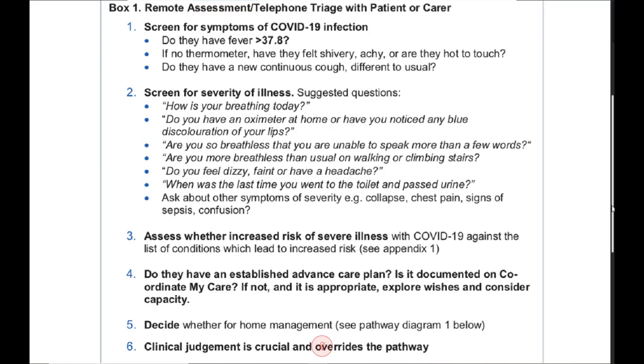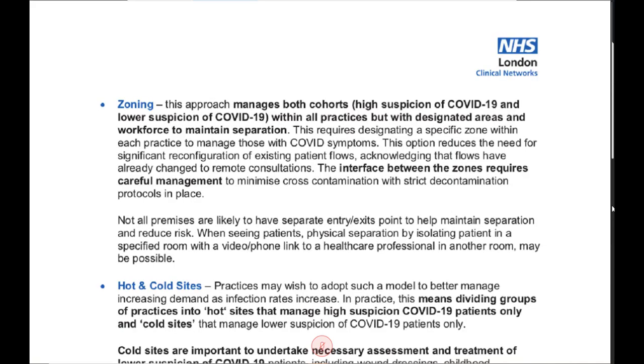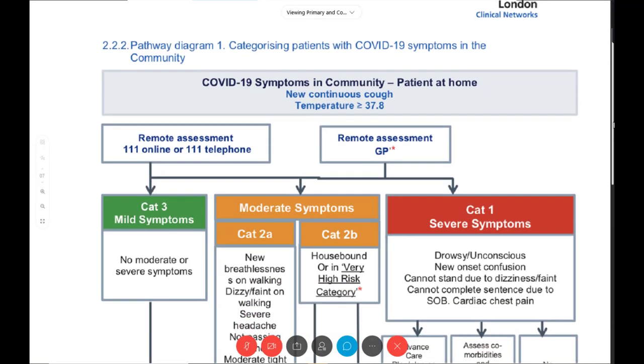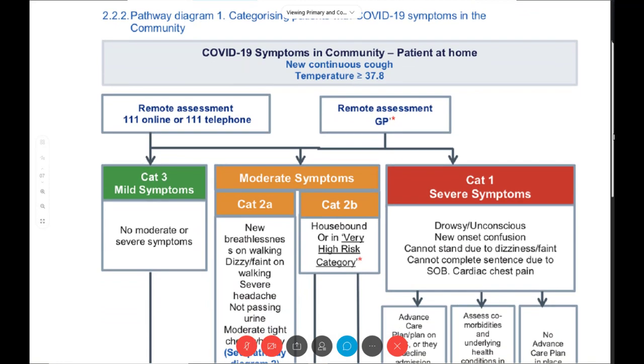So moving on to the next page. After the assessment, this is the way that we categorize patients into category 1, 2, and 3. This is based on NHS 111, and is exactly the same way as they would assess patients on the phone. Category 1 is patients with severe symptoms that need either emergency admission to hospital, or if they have an advanced care plan in place, these are patients that you may want to manage at home or do a telephone assessment with.